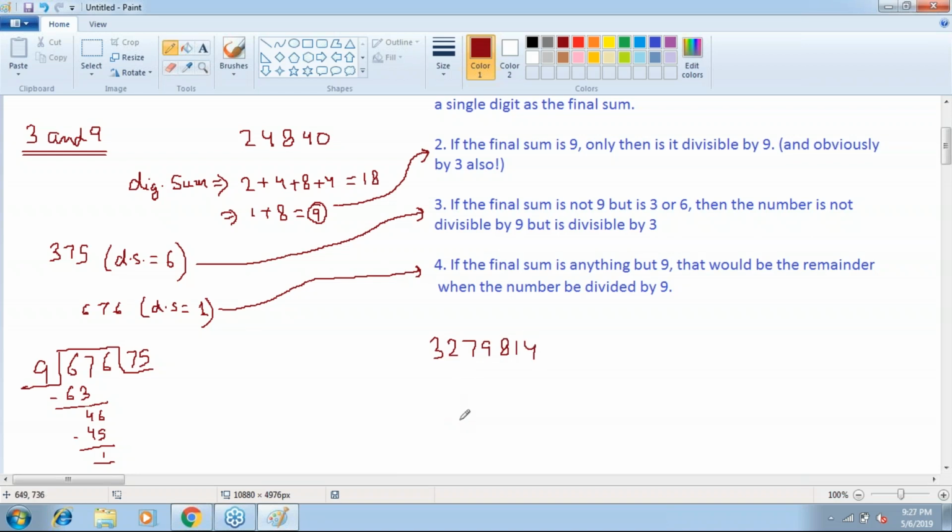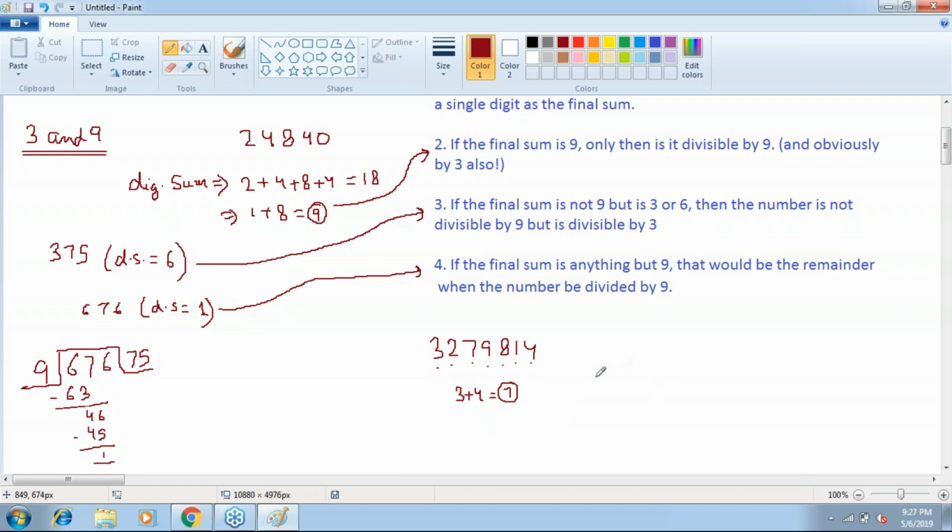Okay, so let us find the sum. 3 plus 2 is 5, 5 and 7 is 12, 12 and 9 is 21, 21 and 8 is 29, 29 and 1 is 30, 30 and 4 is 34. So 34, we need to add 3 and 4 also, we get 7. So 7 will be the remainder if the number is divided by 9.